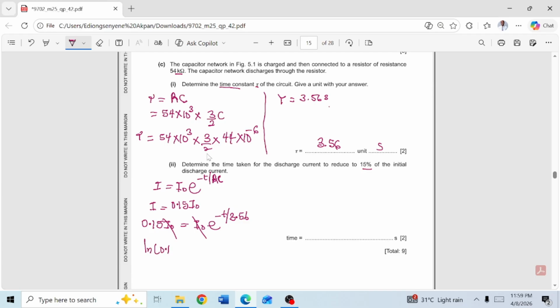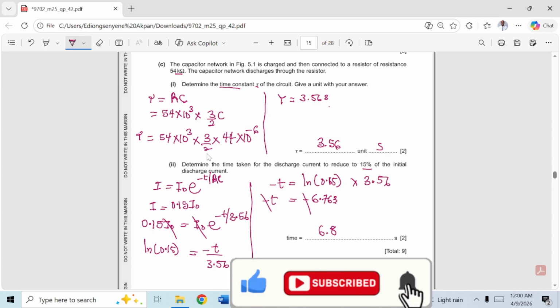For us to bring this down, we take natural log of both sides. So ln 0.15 equal to minus T over 3.56. So minus T will be equal to ln 0.15 times 3.56. Ln times this will give us minus 6.763. So minus T equal to that. Minus minus cancel. Our time there will be 6.76, or you write 6.8 seconds.